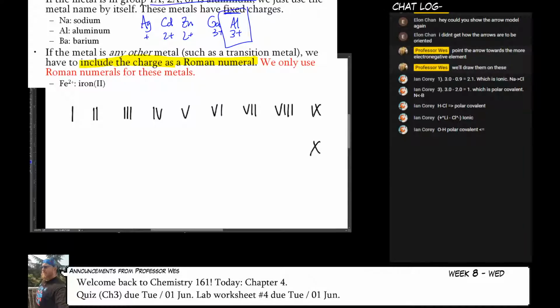We only use Roman numerals in 3 things in this world. The first is the Super Bowl. The second is numbering Final Fantasy games. And then the third one is naming metals with variable charges. So a very unlikely alliance between the NFL, Square Enix, and chemists, but there you go.